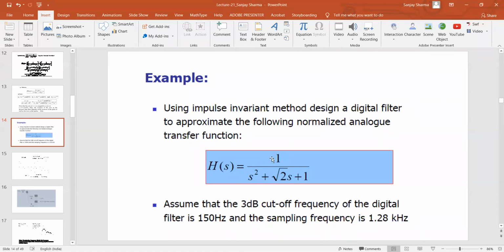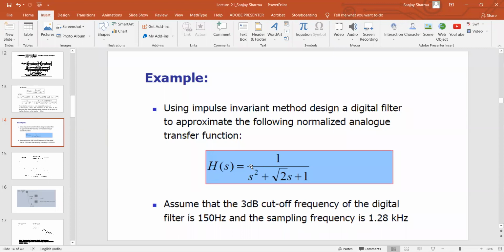From where will you get capital omega c? You are given fc, which is 150 Hertz. 2 pi into 150 will give you capital omega c. So you replace every s with s by 2 pi fc. So you will get the denormalized analog system function. You take the partial fractions and you obtain the h(t).